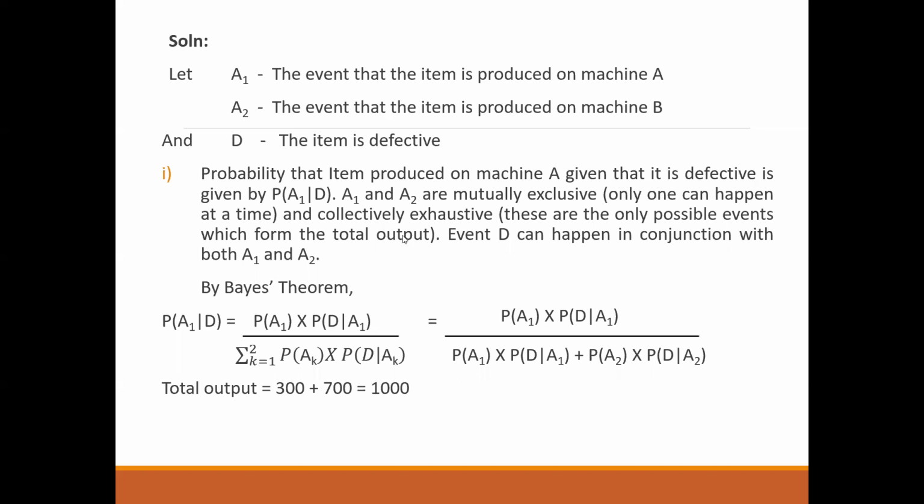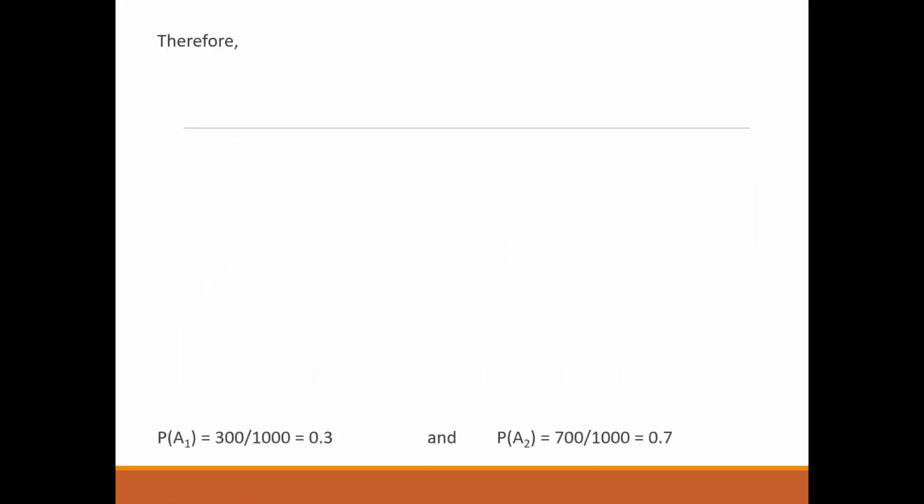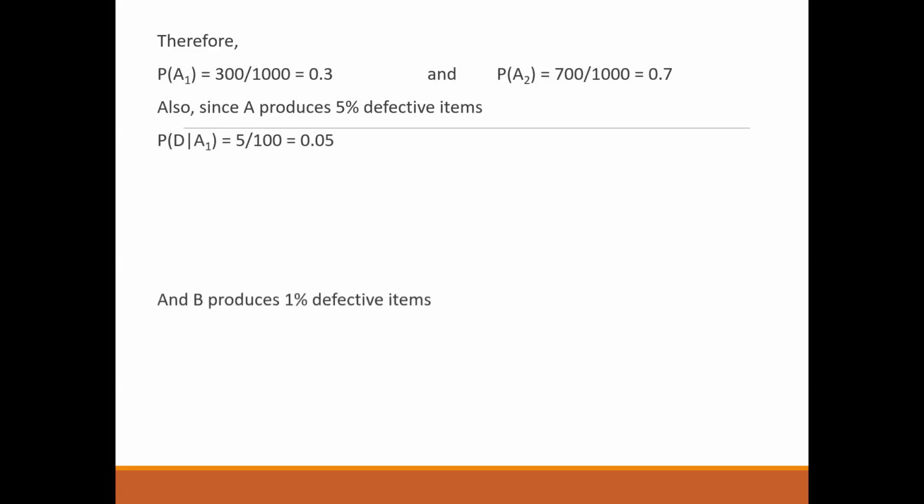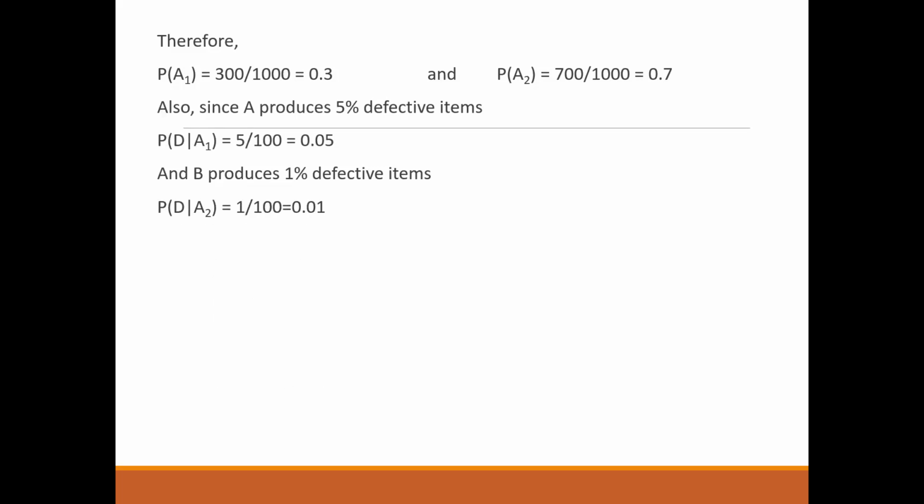Now, using this formula, I'll first of all find P(A1) and P(A2), which are simply 0.3 and 0.7. Now, the defective items are also given to us, 5% and 1%. So first, for A1, the probability of a defective piece is 0.05. Clear? And similarly, we can do it for A2 as well. If it is produced on B, there's only 1% defective items, which will give me 0.01.